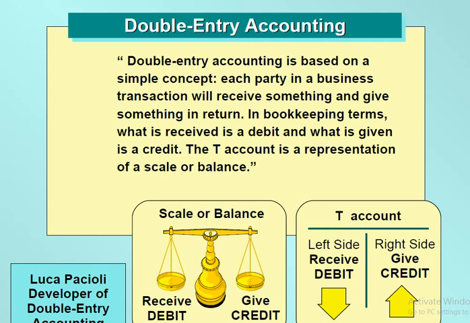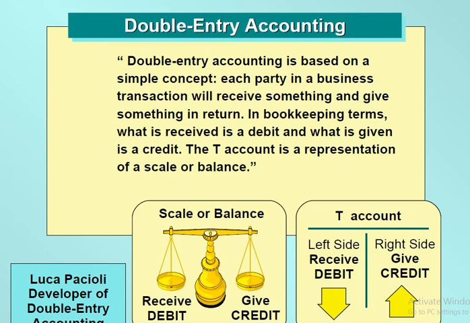Now the double entry system of accounting is based on a simple concept: each party in the business transaction will receive something and give something in return. The giving aspect and the receiving aspect are fully utilized here in the double entry system. Technically in accounting, they are presented by debits and credits through the golden rules of debit and credit. What do we mean by bookkeeping? Bookkeeping is the recording phase of accounting transactions. In bookkeeping terms, what is received is a debit and what is given is a credit.